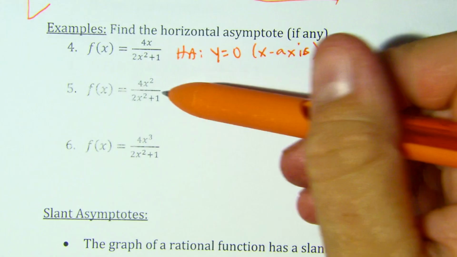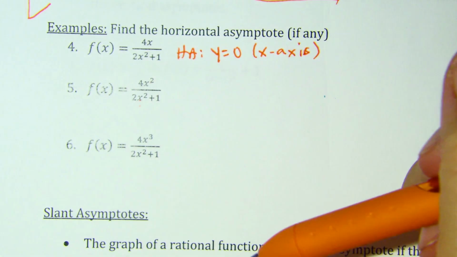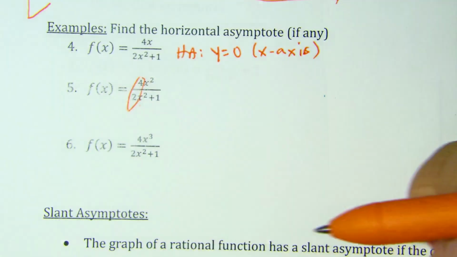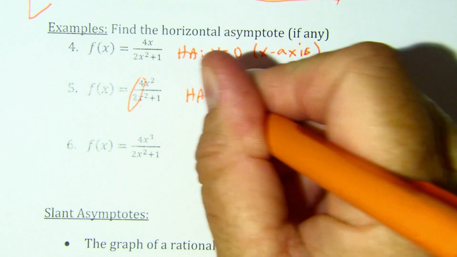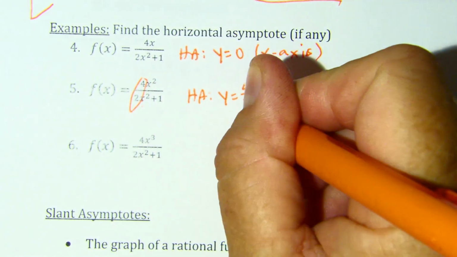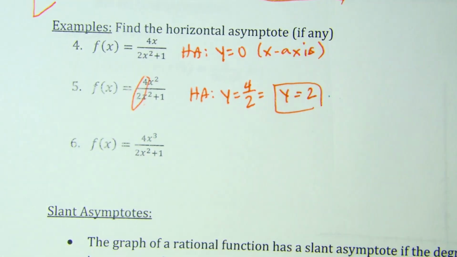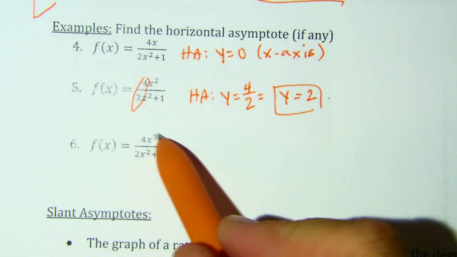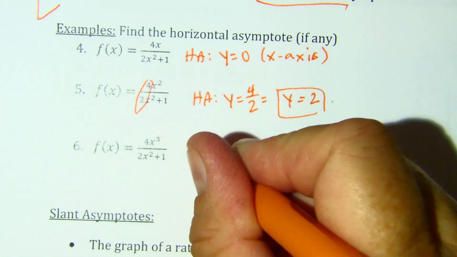Now the next one, the degree of the top and bottom are the same. They're both x squared is their largest exponent. So that means their leading coefficients are going to give me my horizontal asymptote. So my horizontal asymptote is y equals 4 over 2, which is y equals 2. Okay. And the last one, the degree of the top is bigger, x cubed over x squared. So that means there's no horizontal asymptote.